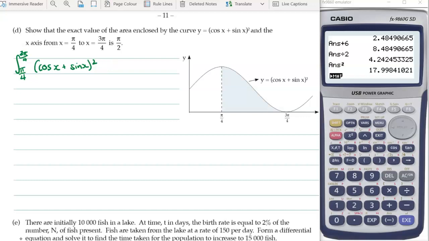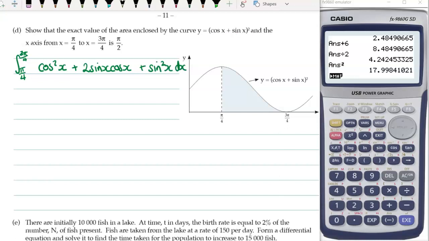Let's first start by working out what that bracket squared is. So we would have cos squared x plus 2 sine x cos x plus sine squared x. Now that's just by expanding this bracket here. I haven't done any fancy work with trig identities just yet. We've just taken this as a double bracket and multiplied it out. Okay, so now we can look and see cos squared plus sine squared, that makes 1. So let's just pop that in.